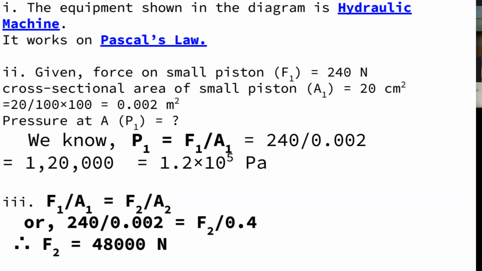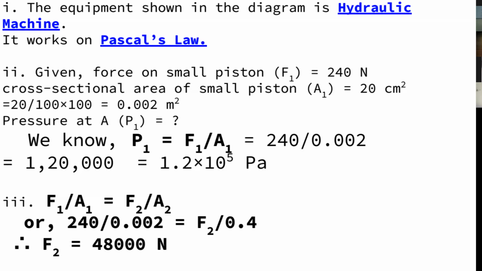In number two, the question has asked to find the pressure at piston A, which is the smaller piston. For finding the pressure, here we have listed some given conditions from the diagram. The force on the small piston is denoted by F1, which is given as 240 Newton. And second, there is the cross-sectional area of the same small piston, denoted by A1, which is given numerically as 20 centimeter square.